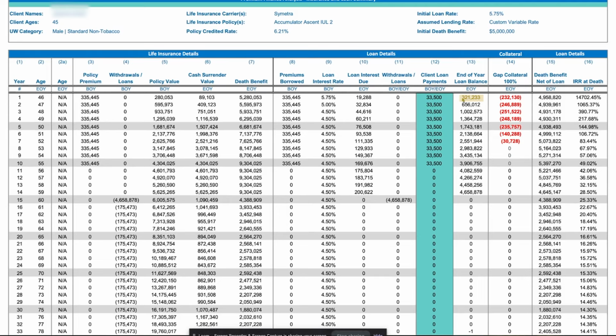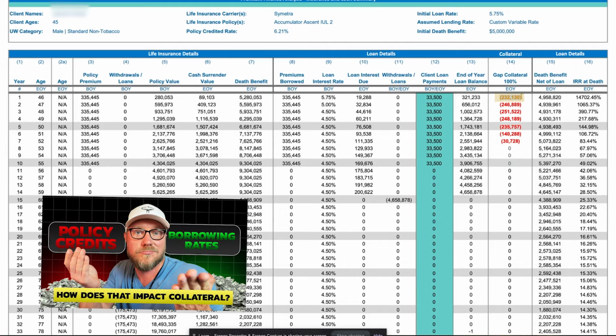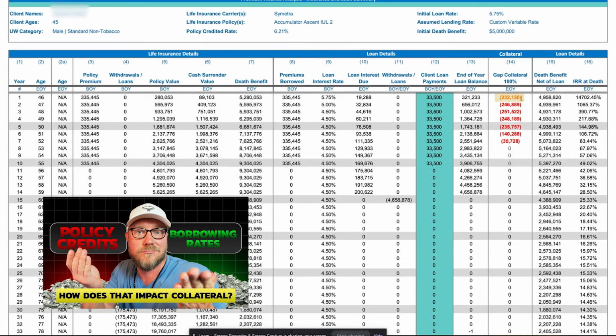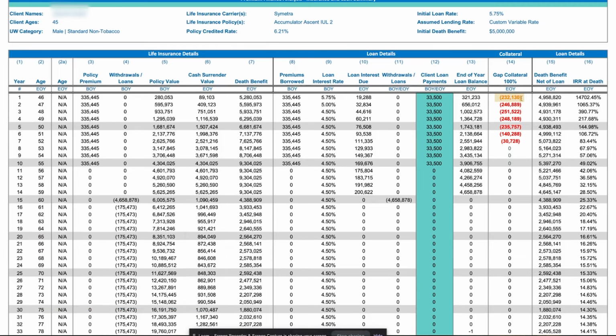End-of-year loan balance in year 1 of $321,000 minus the portion of the policy that the bank can take as collateral, which is the 30-day same as cash amount, the cash surrender value, equals a gap or a shortfall of $232,000. Now that's the amount that you would need to pledge in cash equivalents, marketable securities. If you have marketable securities, we can get a control agreement against the brokerage account where that's held, or a letter of credit from your bank if you have other assets that they'll take as collateral for that.